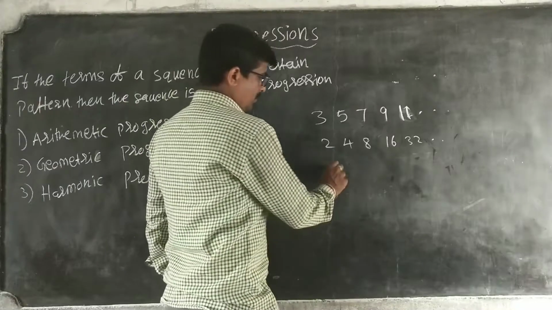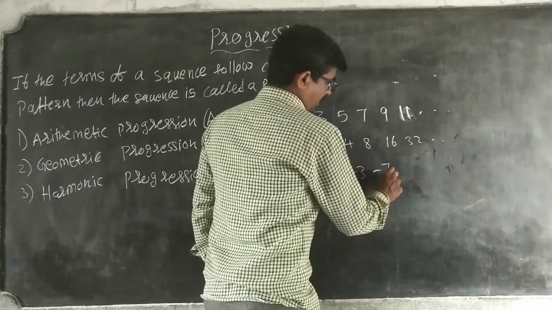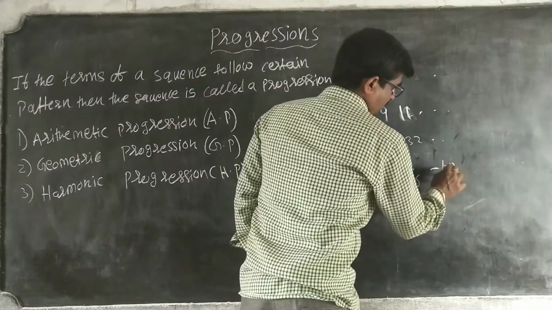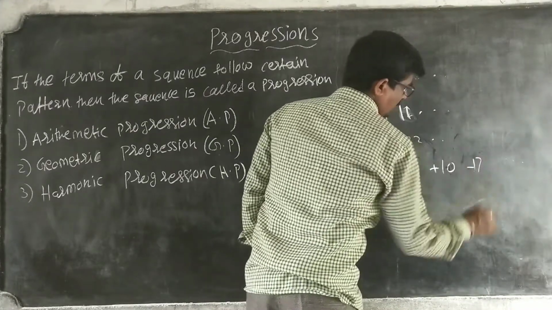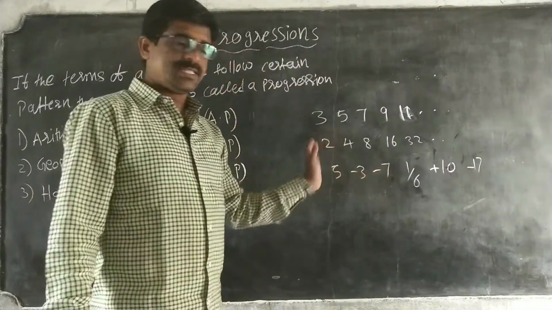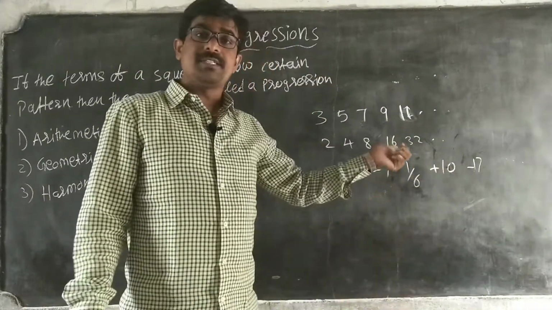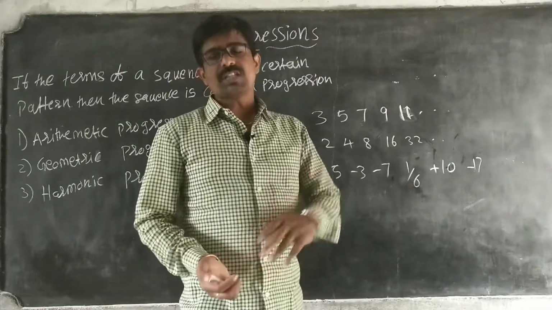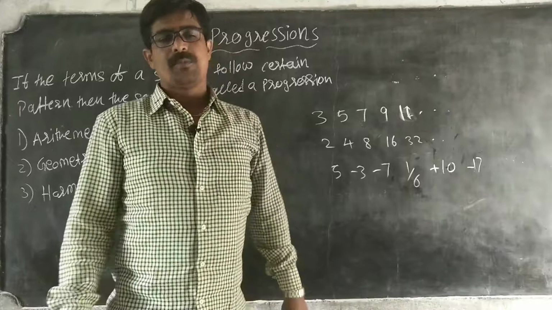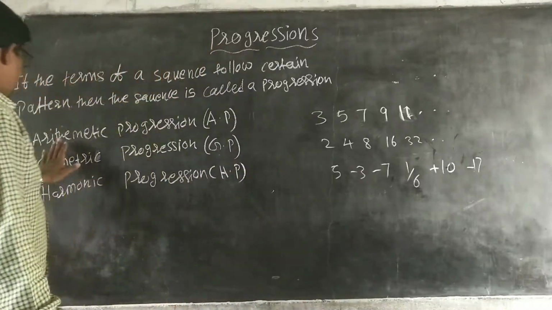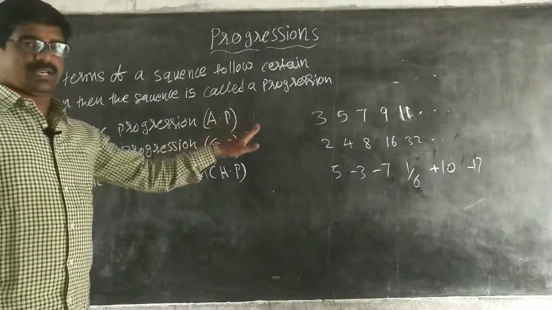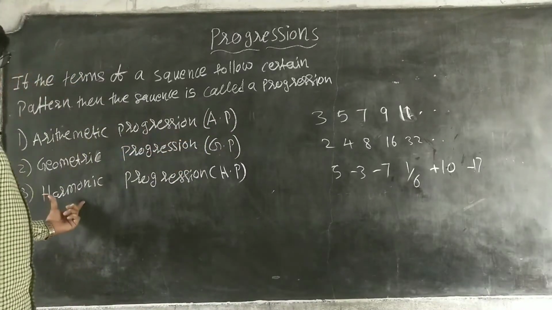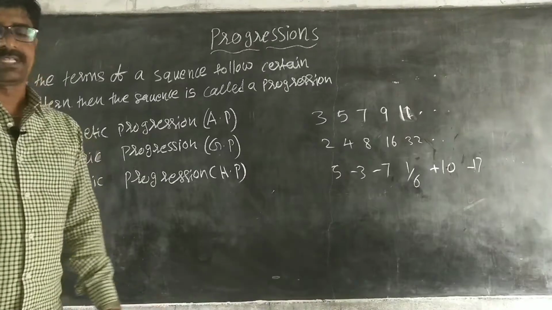Take another example: 5, minus 3, minus 7, plus 1 by 6, plus minus 10, plus 10, minus 17. This is not a sequence, it is not in a particular order. So this is not a progression. Generally we have three types of progressions. One is arithmetic progression, second one is geometric progression, third one is harmonic progression.